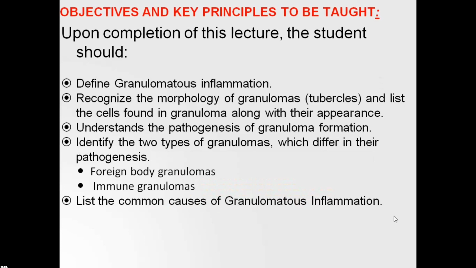At the end of this lecture, you should be able to define what a granulomatous inflammation is. You can recognize the morphology of granuloma and list the cells found in granuloma and their appearance. You can describe the pathogenesis of granuloma formation. You can describe how two types of granuloma differ in their pathogenesis.